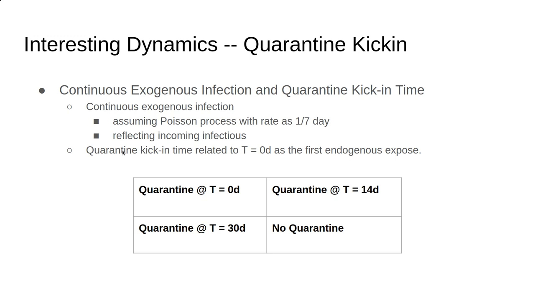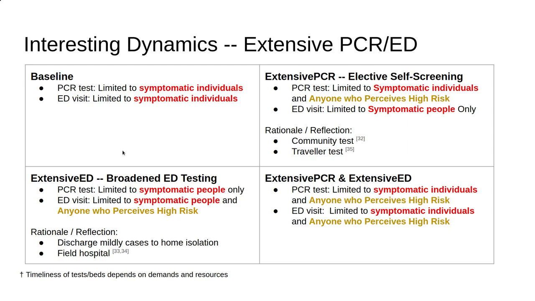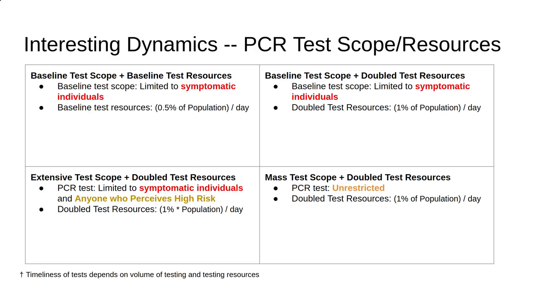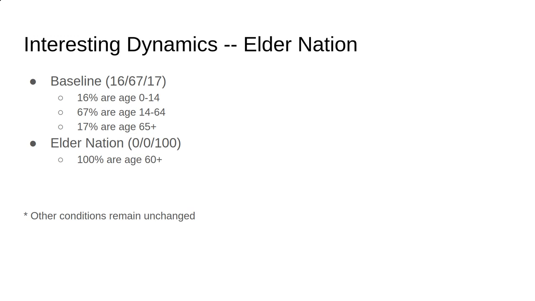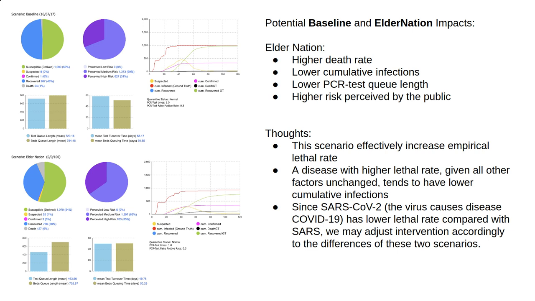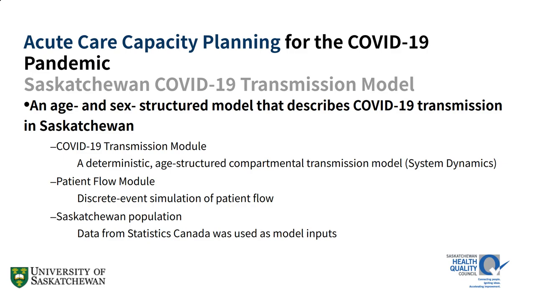We can also look at the impacts of delayed quarantine and different levels of screening, such as the occurrence of mass screening versus more targeted screening, screening in the community versus in the care facility. We can examine the impacts of demographics on outcomes reflective of the different levels of risk associated with individuals at different stages of the age spectrum.